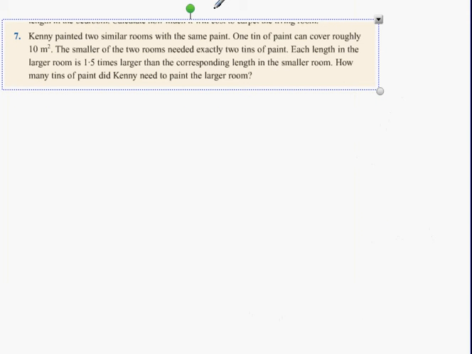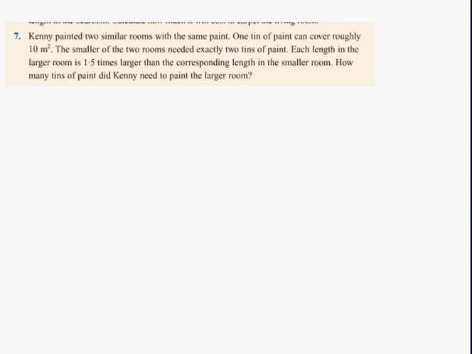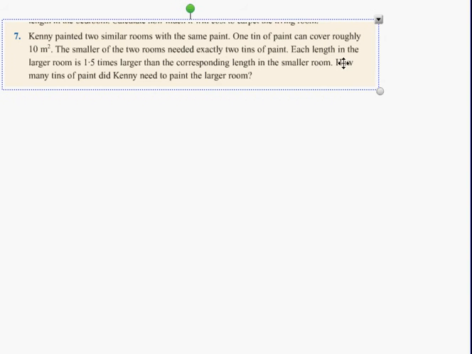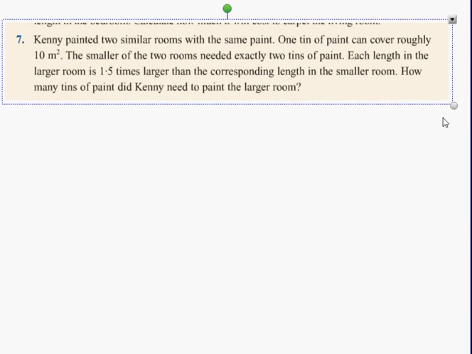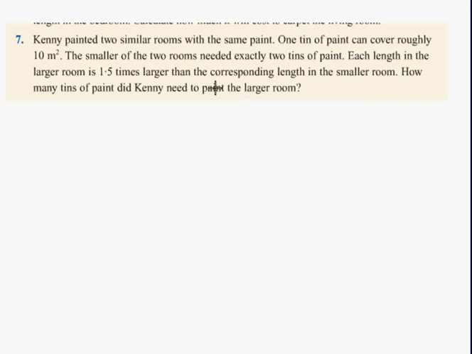we have next is Kenny painted 2 similar rooms with the same paint. One tin of paint can cover roughly 10 meters squared. The smaller of the 2 rooms needed exactly 2 tins of paint. Each length in the larger room is 1.5 times larger than the corresponding length in the smaller room. How many tins of paint did Kenny need to paint the larger room? Okay, just give me 1 second with this.